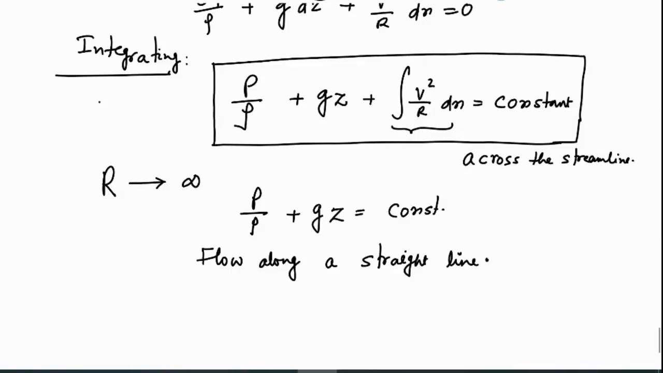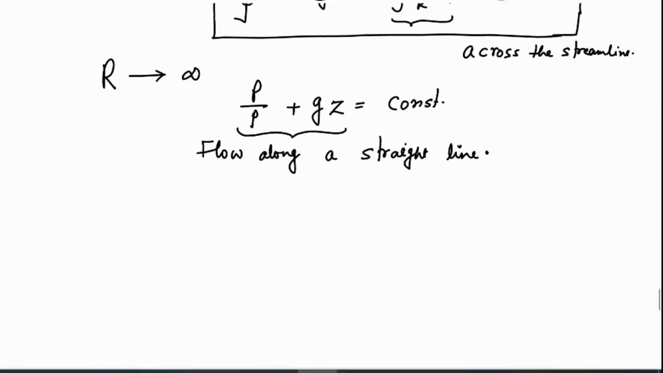Now see, in this case this pressure is only depending upon z plus constant. It's not depending upon velocity or radius of curvature. So this means if we have a fluid that is flowing along a straight line, then this will be the same as if you have a stationary fluid.